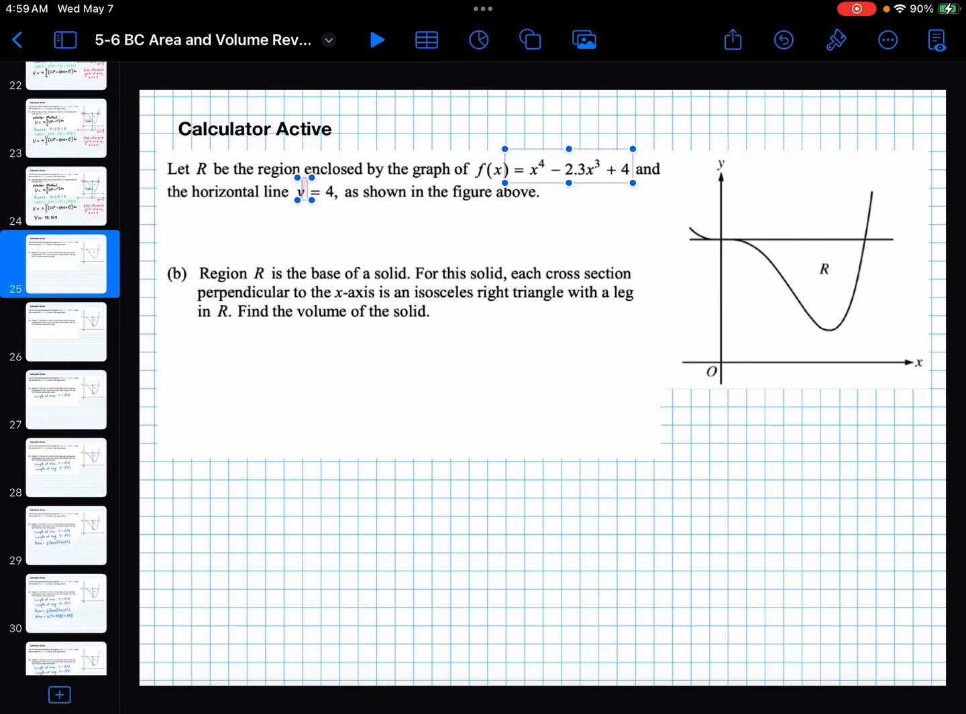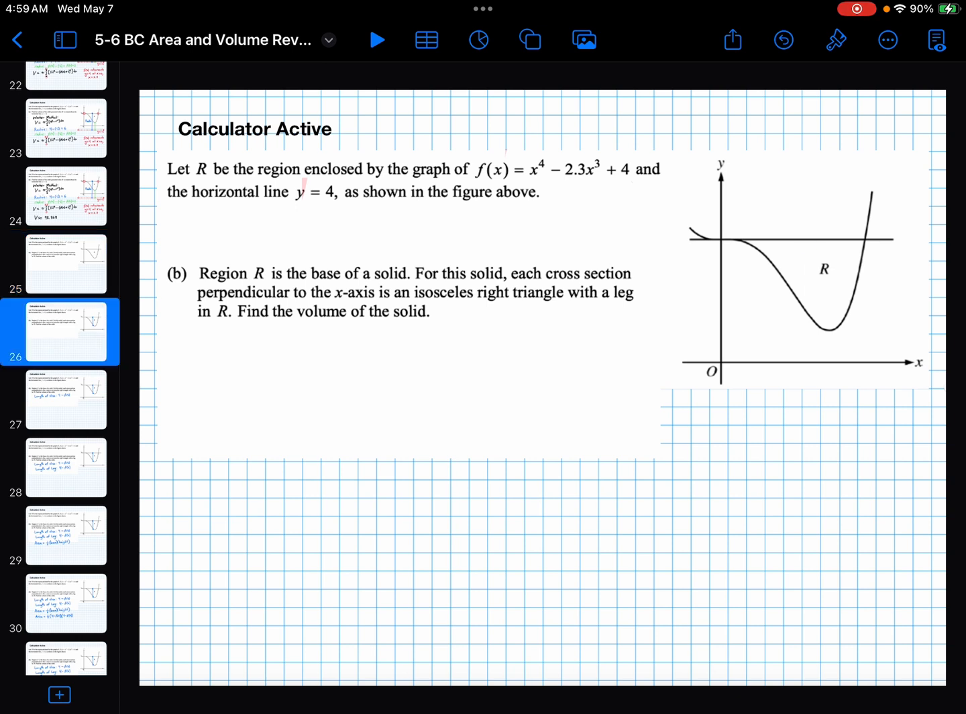All right, we're going to continue and look at part B of the question we started looking at in the area and volume video 1. So this is now finding volume by cross sections. In this case, the cross section is an isosceles right triangle, so the two legs are the same size, with a leg in region R.